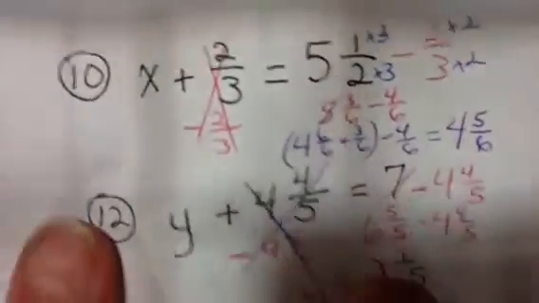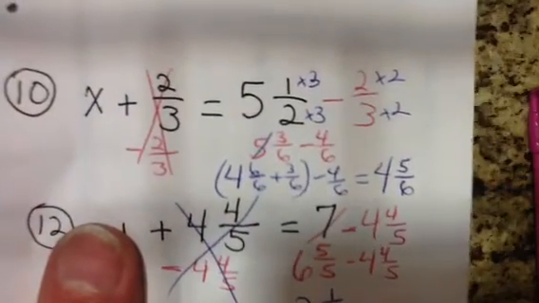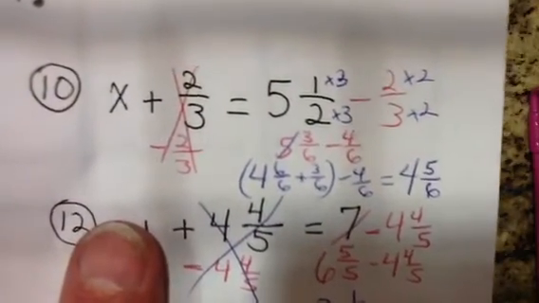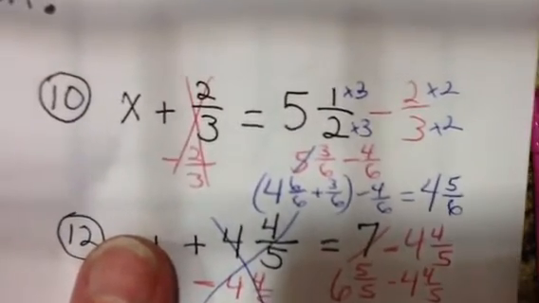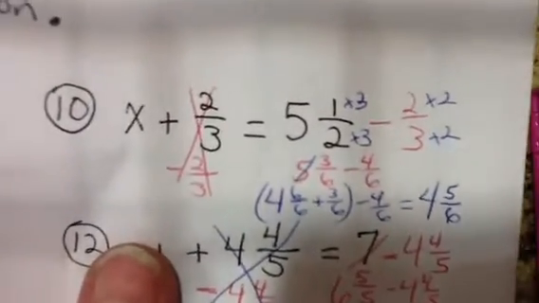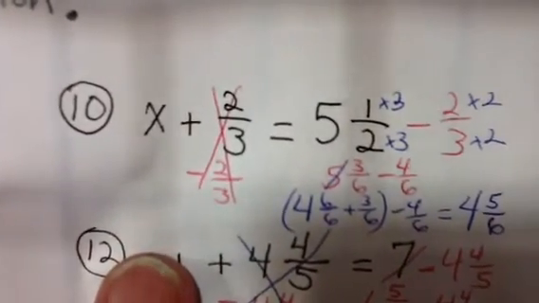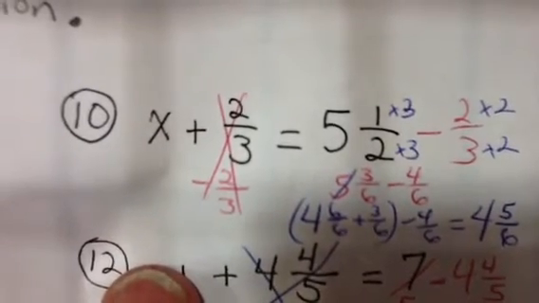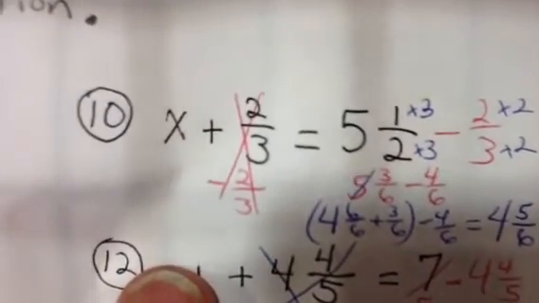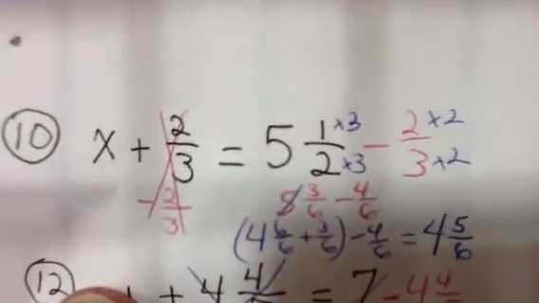Okay, problem number 10. Notice I had to borrow from the whole number in order to subtract, because 3/6 minus 4/6 doesn't work very well. So you borrow from the 5, make it a 4. Your denominator determines what that borrowed one becomes. It becomes 6/6 plus the 3/6 that was already there, which would be 9/6. 9/6 minus 4/6 is 5/6.